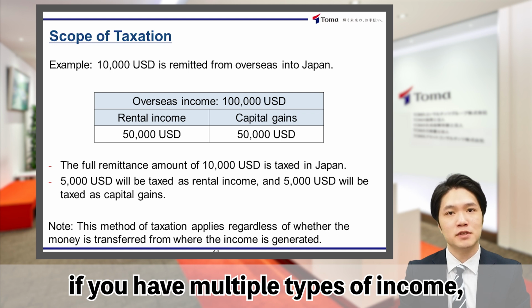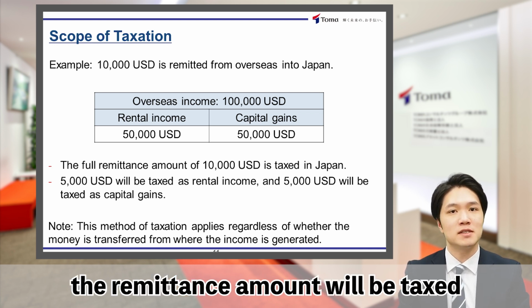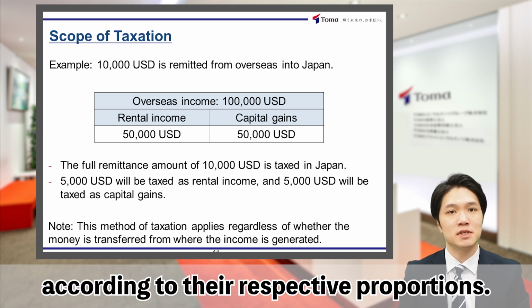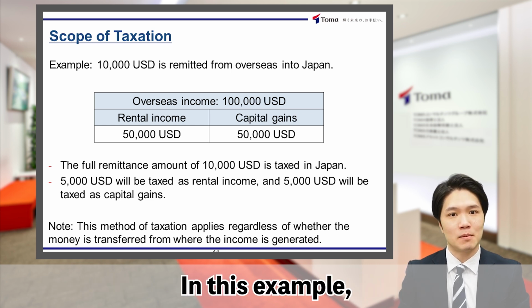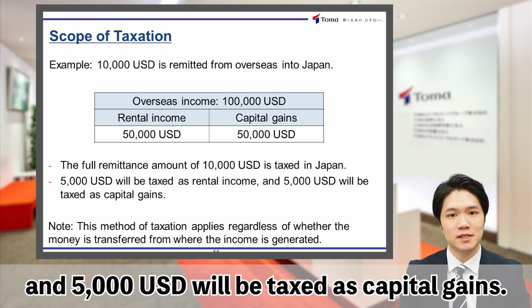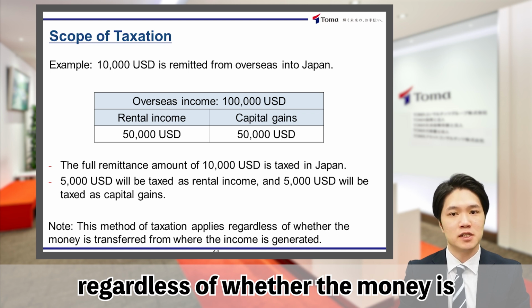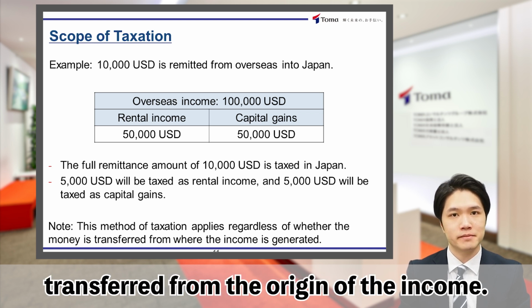Furthermore, if you have multiple types of income, for example, rental income and capital gains, the remittance amount will be taxed according to their respective proportions. In this example, 5,000 USD will be taxed as rental income and 5,000 USD will be taxed as capital gains. Please note that this taxation method applies regardless of whether the money is transferred from the origin of the income.